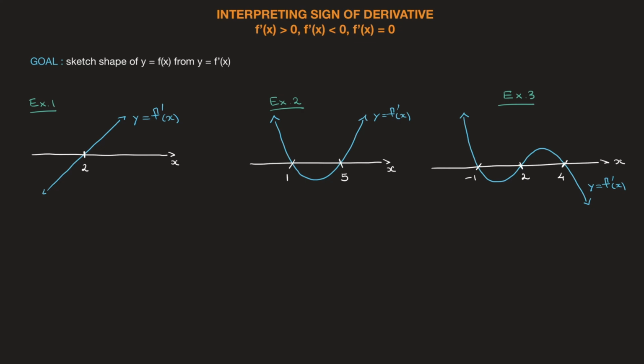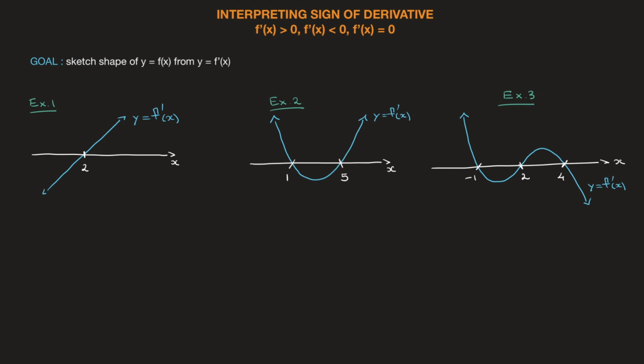In this video, we learn how to interpret the sign of the derivative function. And as you can probably guess, I'll be using the three examples that we have on the screen here, in which we can see three curves. But let me draw your attention right away to the fact that these curves are the curves of y equals f dash of x and not y equals f of x.